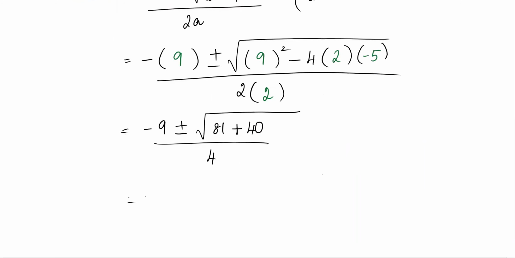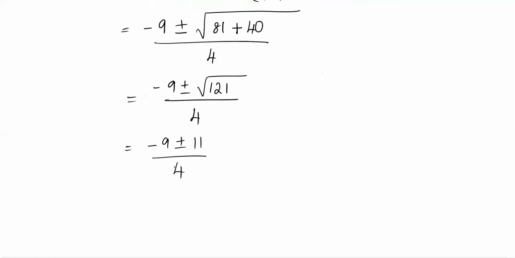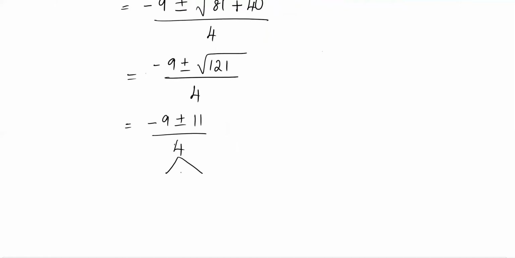So now we have negative 9 plus or minus square root of 121 all over 4, which gives us negative 9 plus or minus 11 over 4. Now, if you look at this expression, what do you do? Do you do negative 9 plus 11 or negative 9 minus 11? When we have simplified everything else and we are left to deal with a plus or minus, that's a good time for us to split into two separate answers.